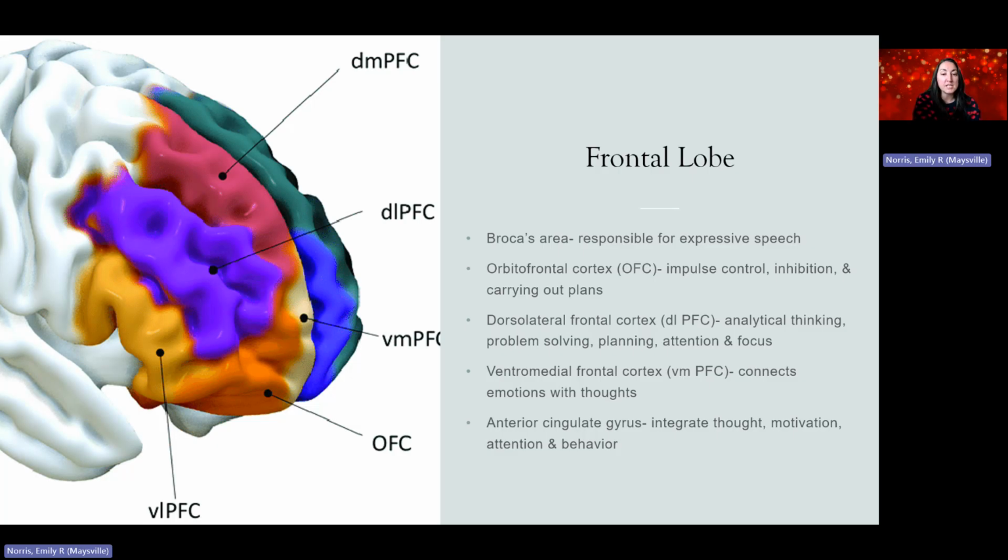The anterior cingulate gyrus integrates your thoughts, your motivation, your attention, and your behavior. And scientists have related an overactive anterior cingulate gyrus to anxiety. People who have high anxiety typically have that portion of their brain overactive, and an underactive one to apathy. People who just have low motivation: I just can't seem to make myself do anything, I can't get motivated enough. Then often that portion of the brain is actually underactive.